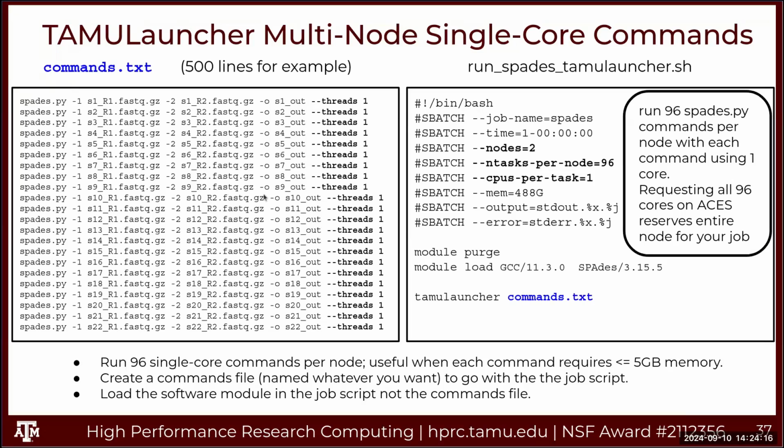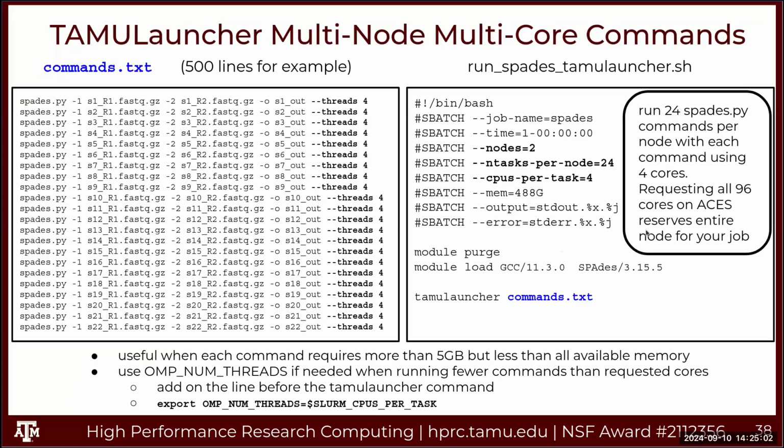So you'll have a commands file with all of your commands in there. And then you have your job script. You'll configure that based on how many nodes you want to use, how many tasks per node, and CPUs per task. Each of these tasks is using one CPU or one thread. Put your module purge in there, load your modules, and then run the tamulauncher command and just provide the name of your text file. The name of the text file can be anything you want. You can call it commands-in, command.in, commands.txt. Make sure you load the software modules in the job script, not in your commands file.